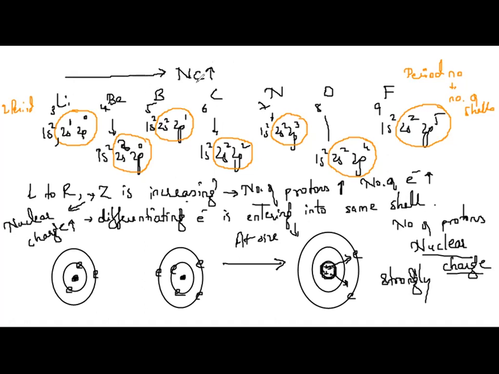So the increased nuclear charge will attract the electrons more strongly towards the nucleus and thus decreases the size of the atoms. I am saying this is only till group 17 elements. What about group 18 elements then?